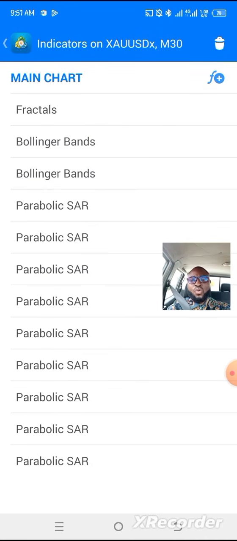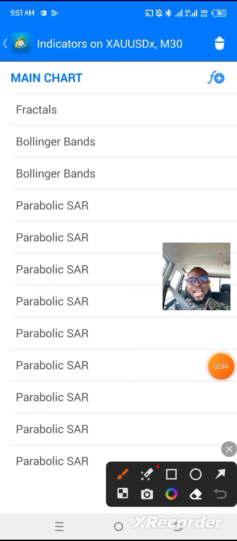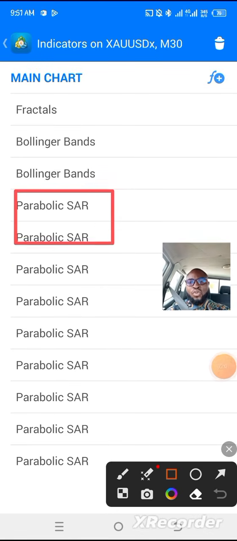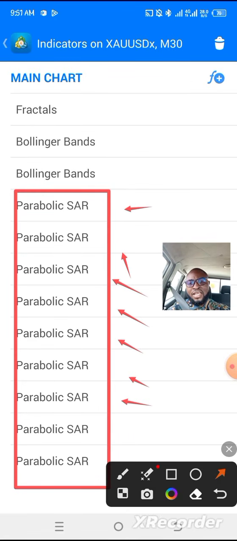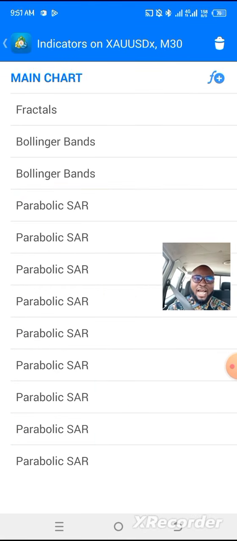Okay, so we have a parabolic. We use 9 parabolic, 1, 2, 3, 4, 5, 6, 7, 8, 9. That is why we call it NISA Mobile Strategy. That is 9 parabolic SAR.